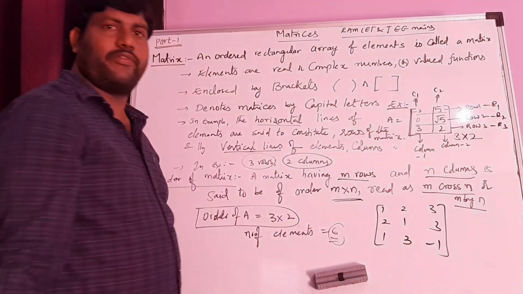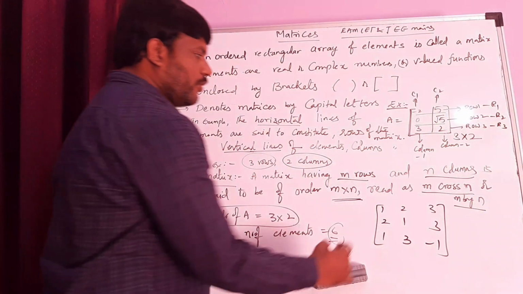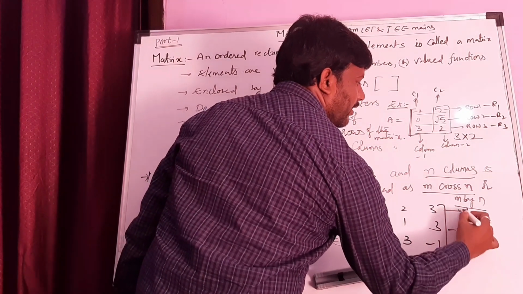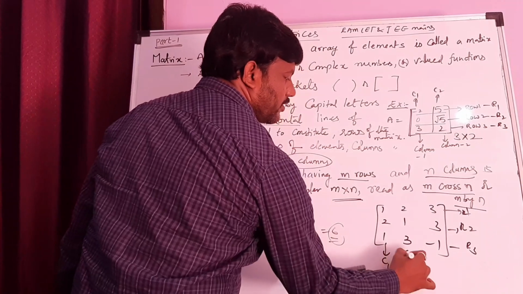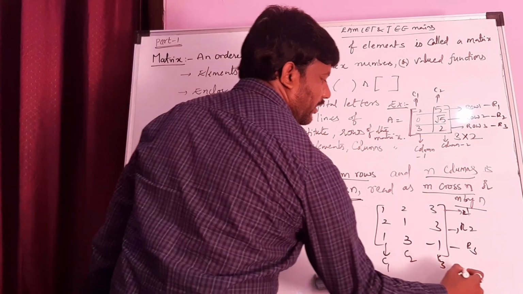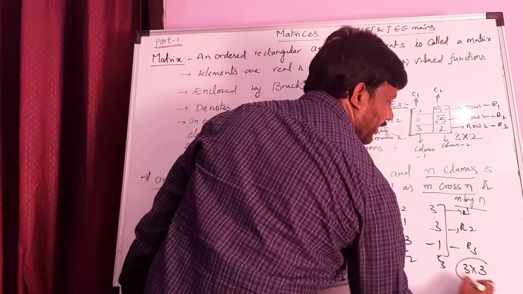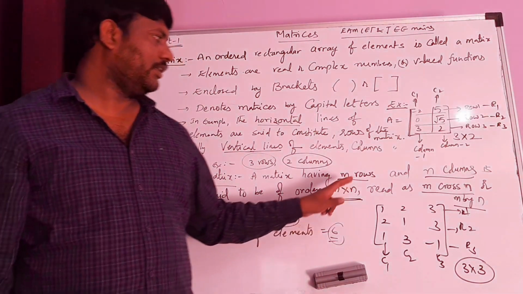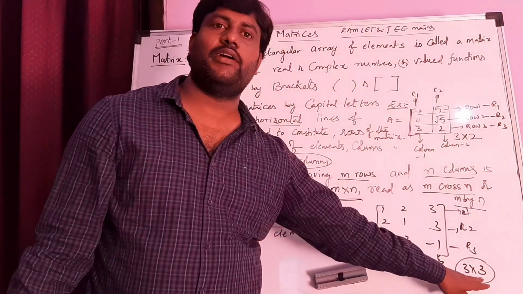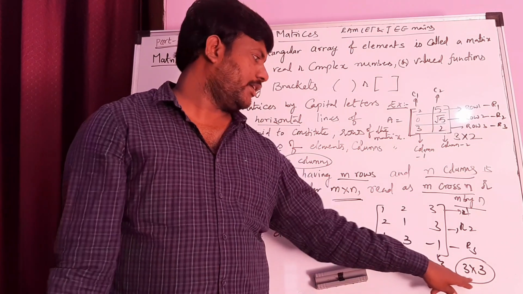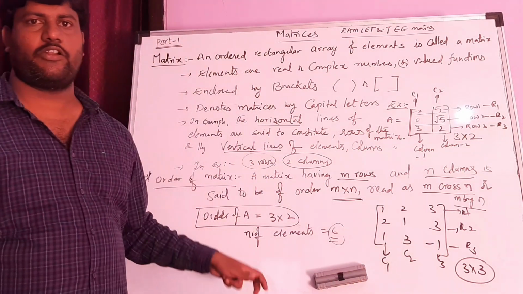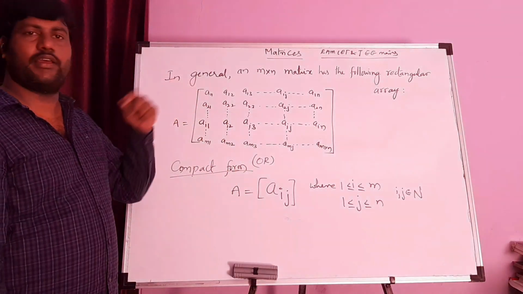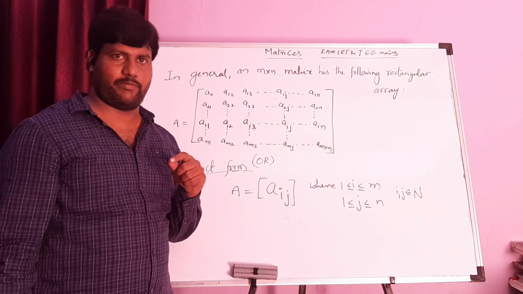So what is the order of this matrix? See, how many rows are there? Row 1, row 2, row 3. Okay, 3 rows. How many columns? Column 1, column 2, column 3. That means it is 3 by 3. 3 rows and 3 columns. Always remember, in the order, rows come first and then the columns. Okay, right. This is the order of the matrix: the number of rows by the number of columns.